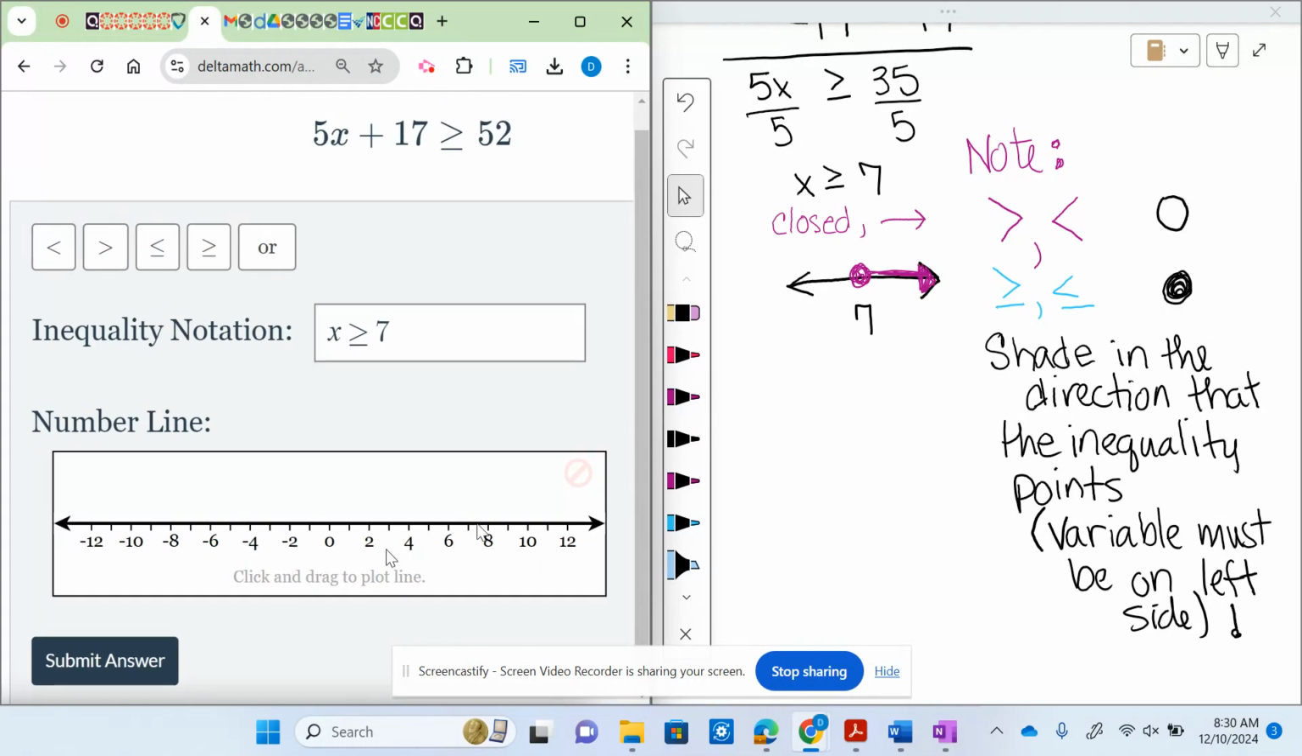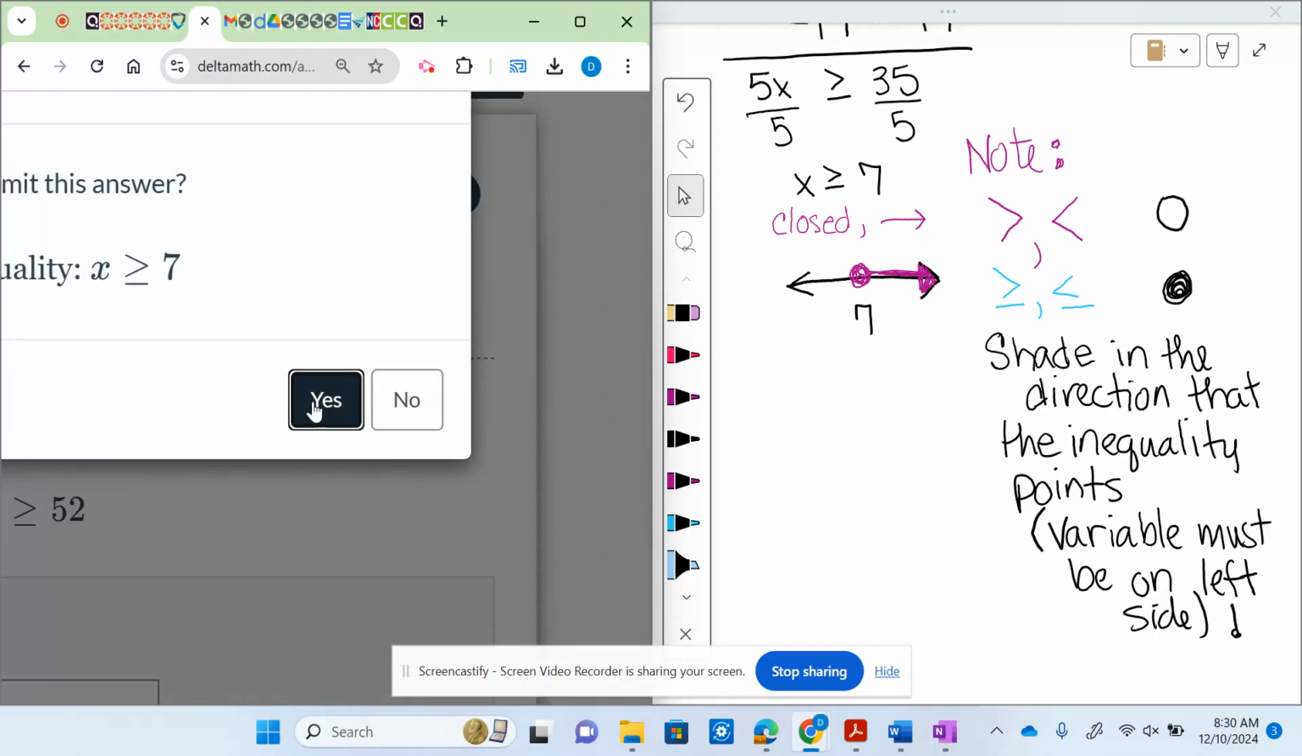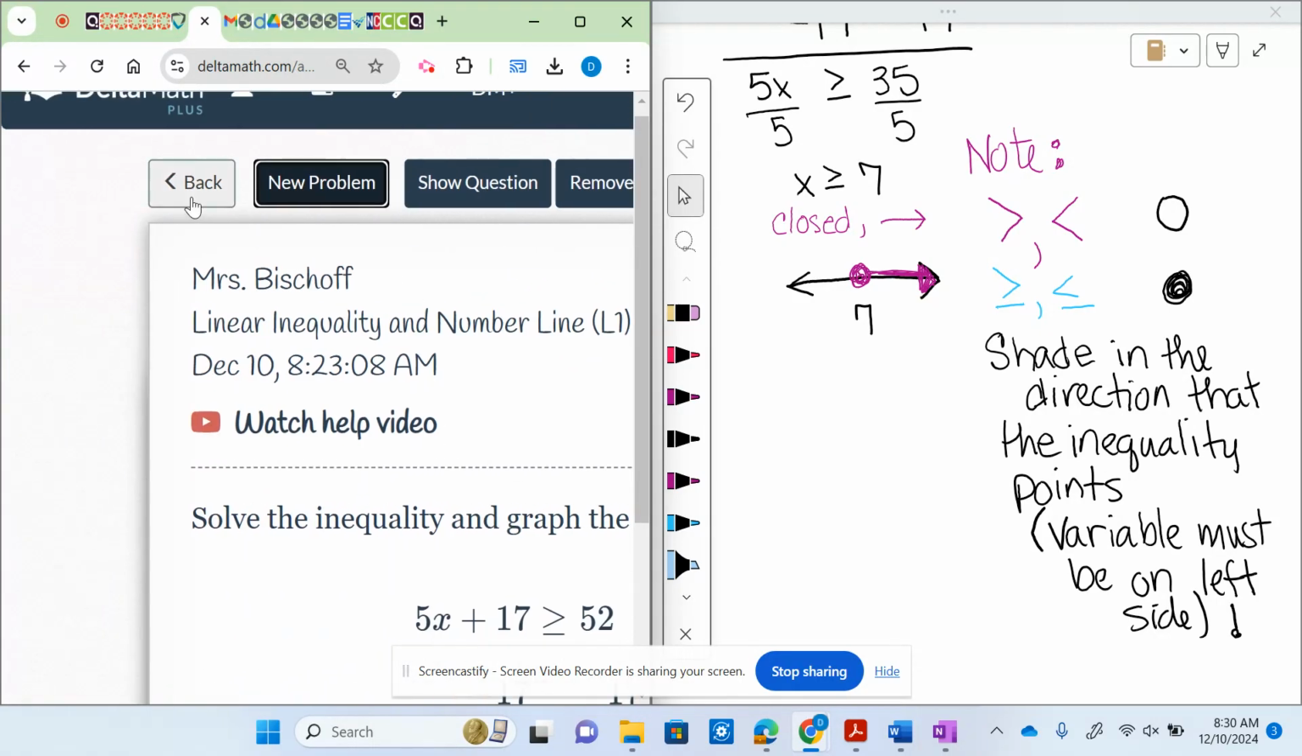Maybe click and drag to plot the line. Well, I need some help with that because I think oh, there we go. Gotcha. Perfect. So you're going to put a closed circle. I'm sure that if you click on that, it'll make it open. Closed circle, and we're shading to the right. If I click on this, it'll probably move it over to the left-hand side, but we don't want that. Okay, so closed circle, shade to the right. Submit your answer, and let's go back to the next one. So I'm going to go to problem number 2.